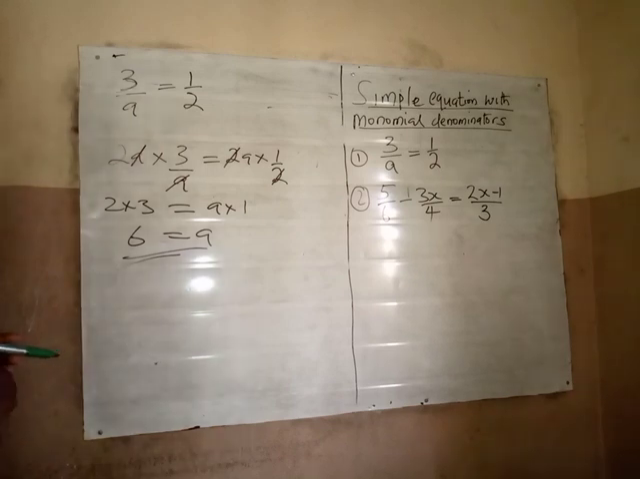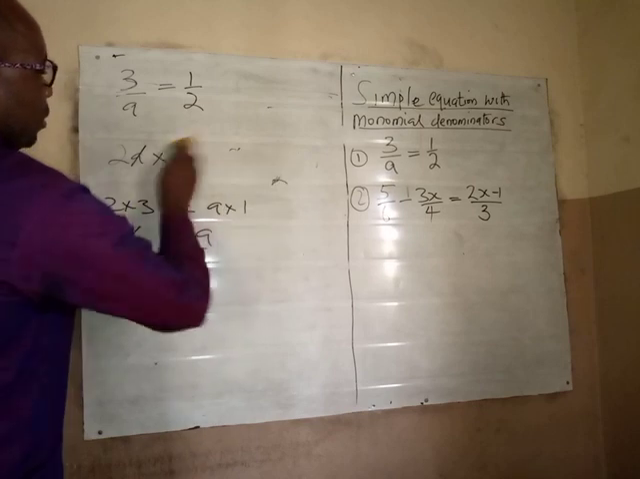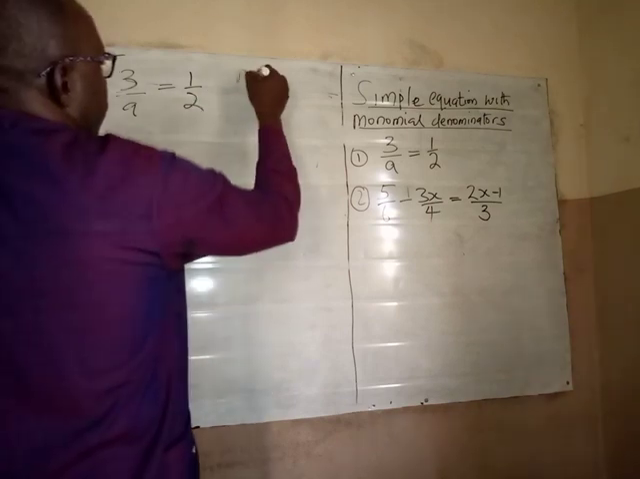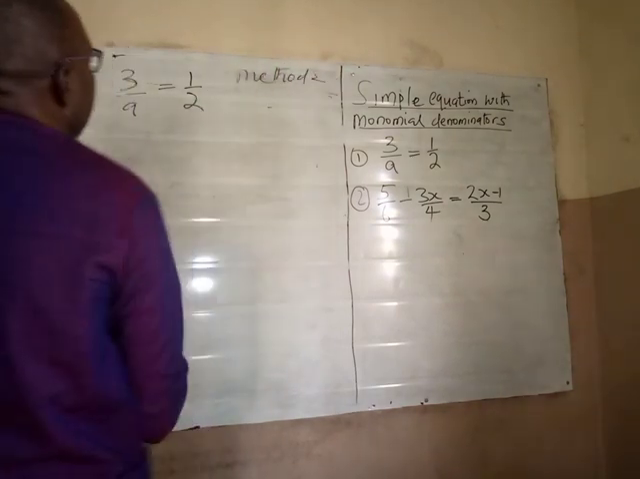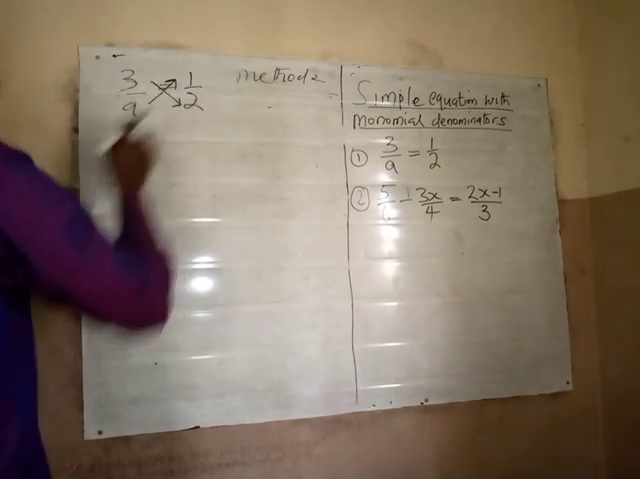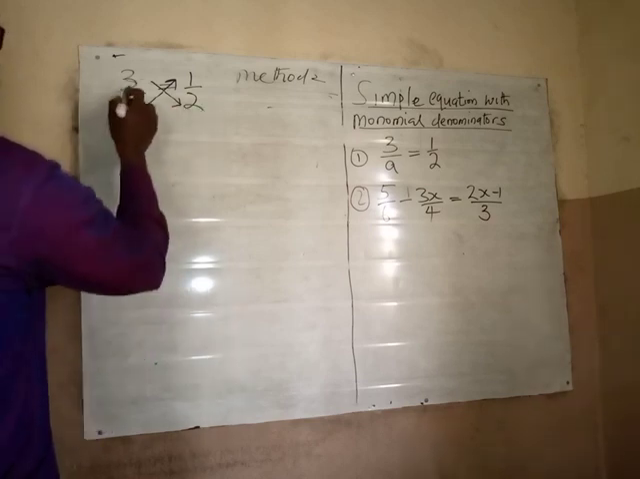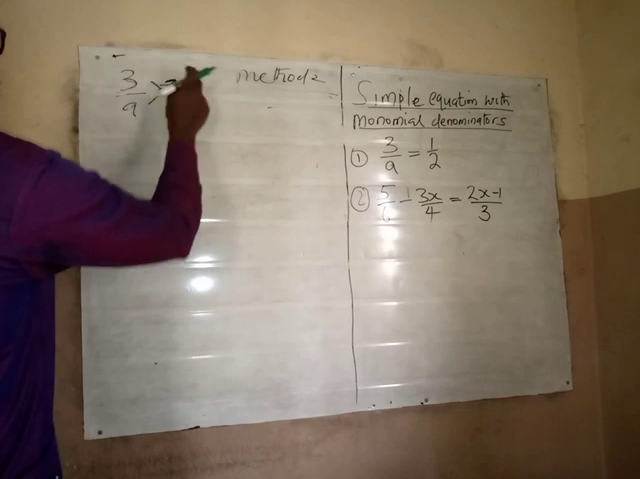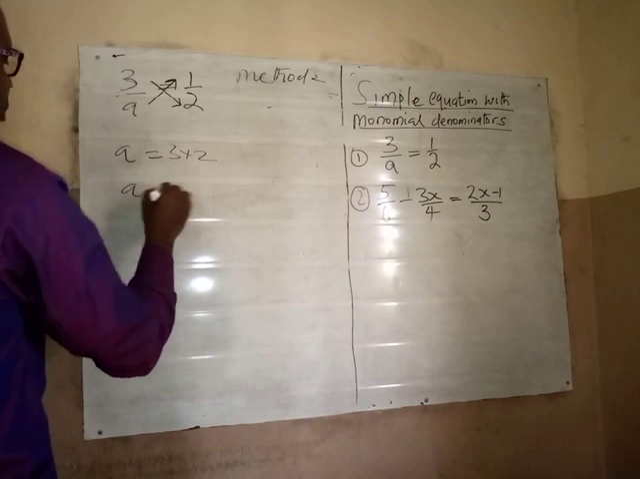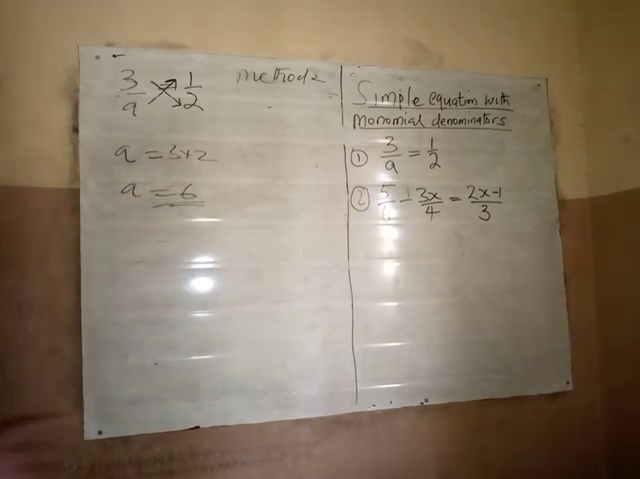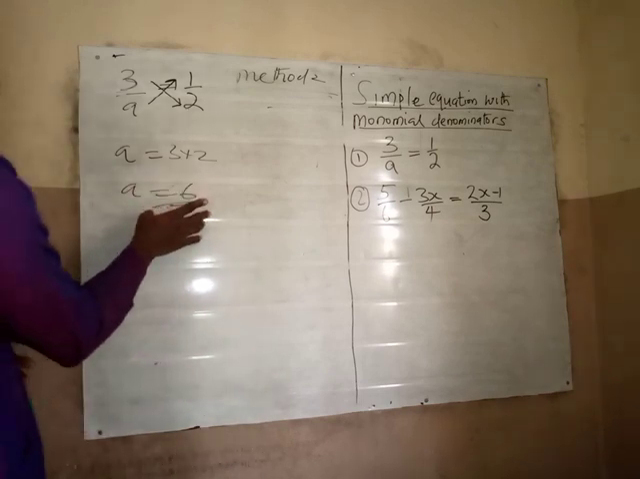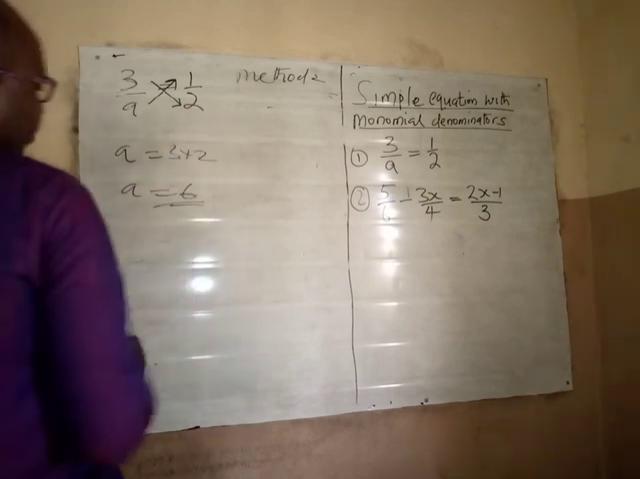An alternative method of solving this type of problem, let us try method 2. Method 2, we cross multiply the equation. The denominator multiplies the numerator and the numerator multiplies the denominator. So what we have here is a times 1, which is a, equals 6. So whichever method, this method seems to be simpler, but in some cases this cross multiplying method will be more complex.